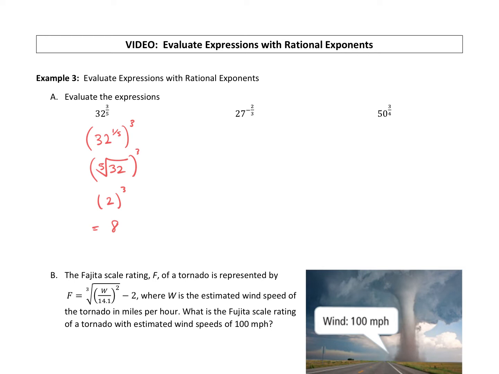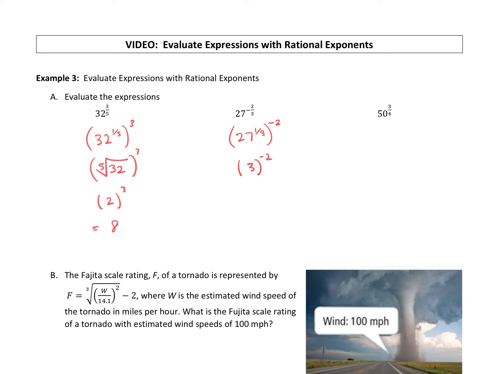All right, 27 to the negative 2/3 power. So we're going to break apart our rational exponent. We're going to do 27 to the 1/3 power raised to the negative 2. Let's put that negative with the power. 27 to the 1/3 power, that's the same thing as the cube root of 27. We saw that in our last video, so we know that's a 3.